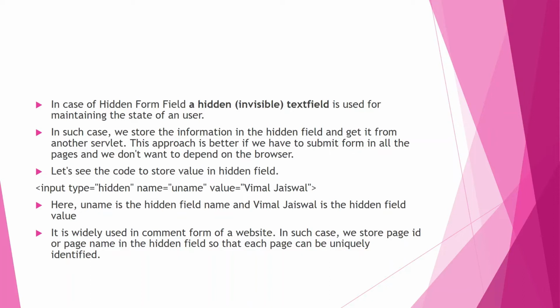Uname is the hidden field name and Vimal Jaiswal is the hidden field value. It is widely used in comment forms on a website. In such a case, we store the page ID or page name in the hidden field so that each page can be uniquely identified.